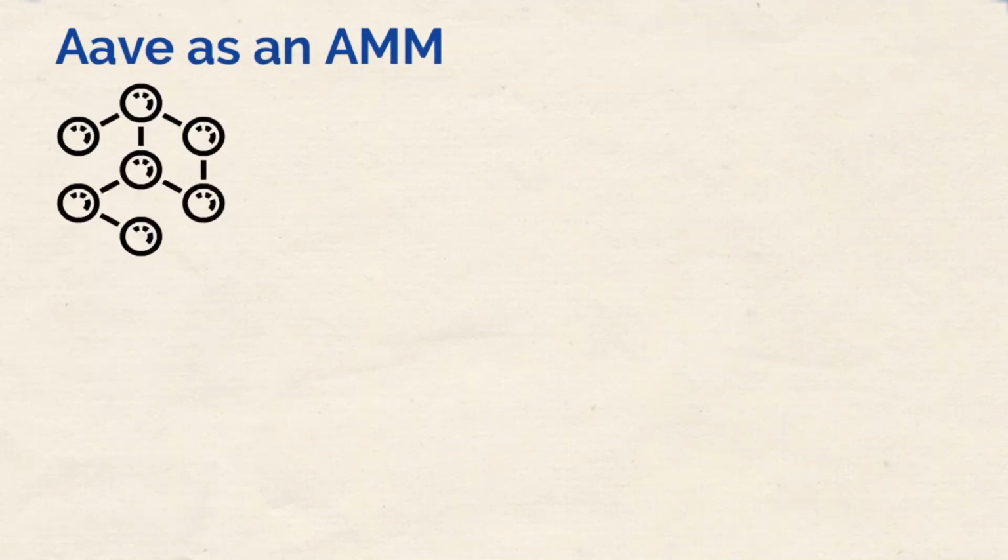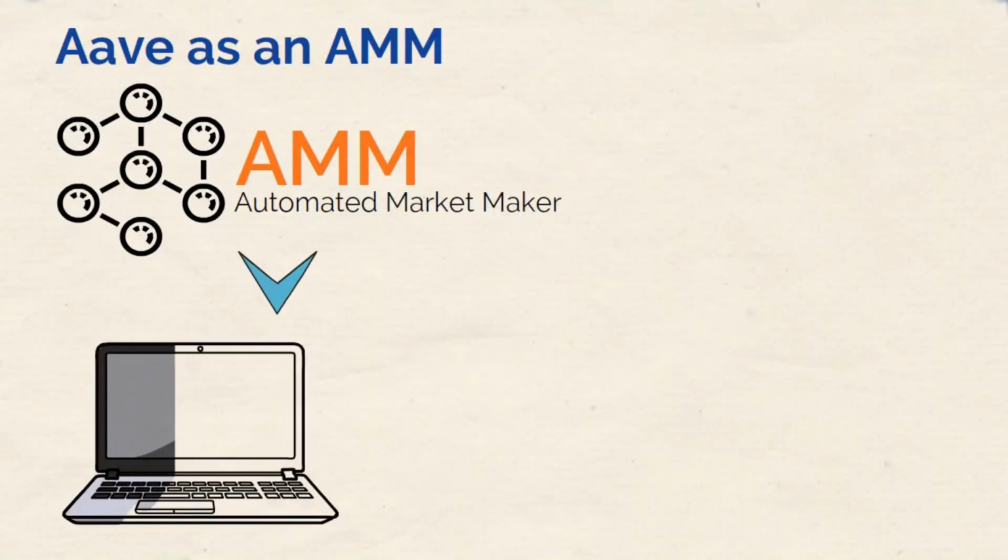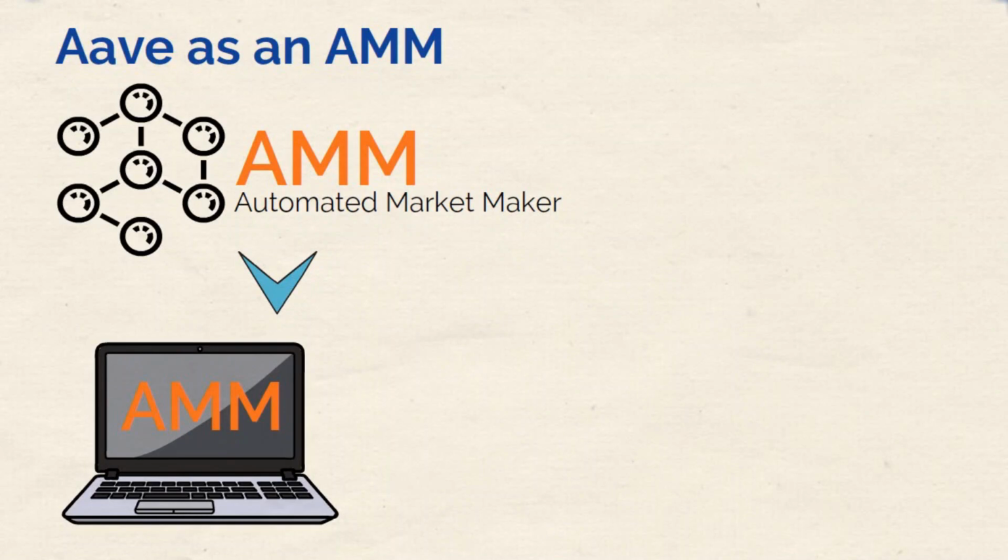Let's dive deeper into Aave as a market maker. The world of decentralized finance has a lot of acronyms. The one I'm going to explain to you is AMM, which stands for Automated Market Maker. The key word here is automated. Simply put, it's software that does the job of a traditional broker, but in this case on Aave.